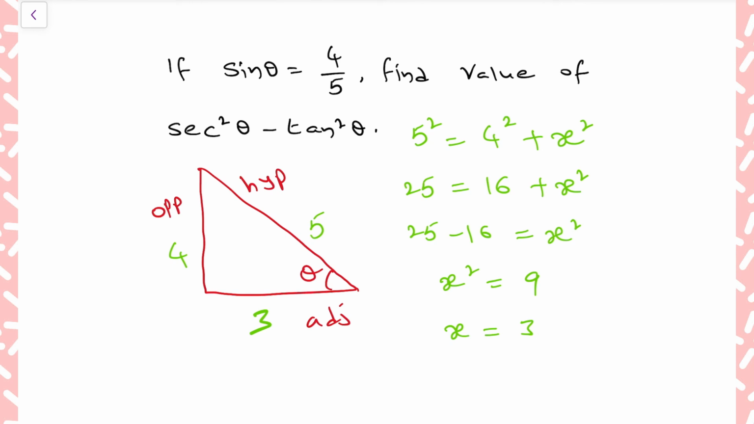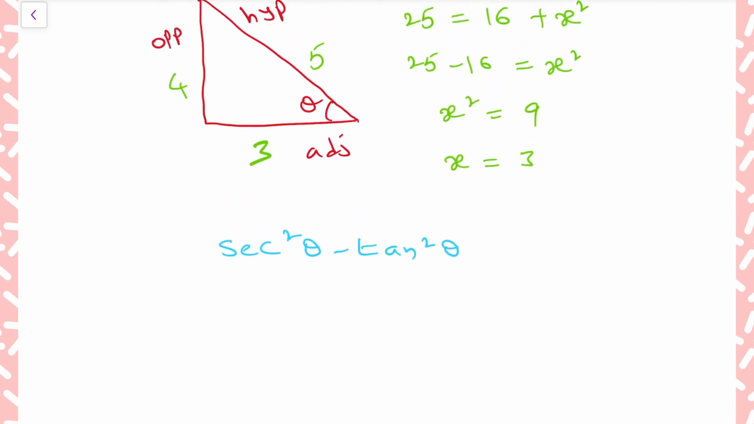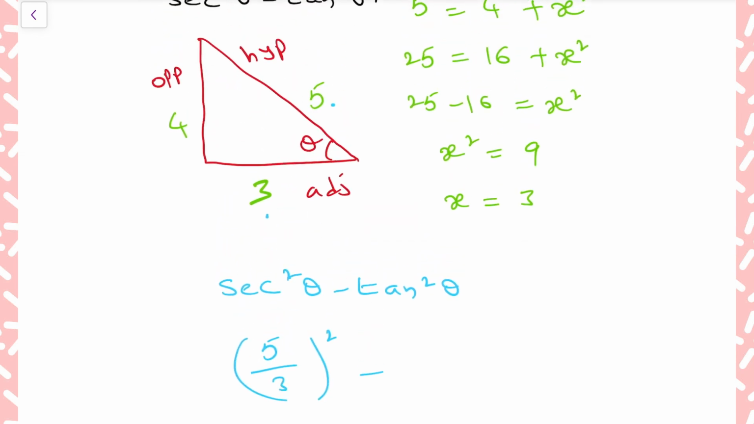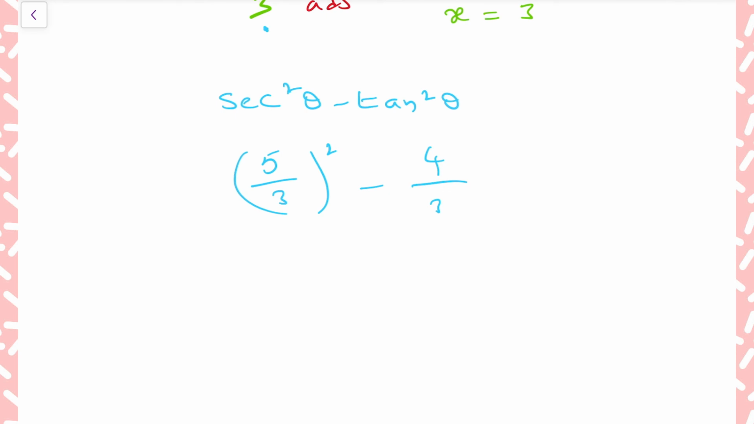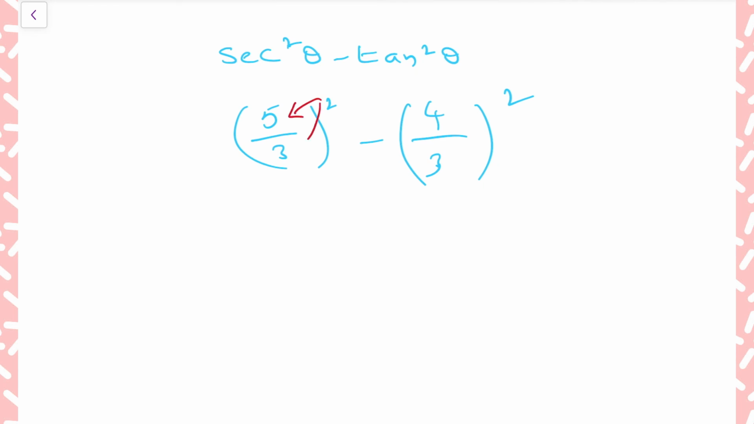Then we are asked to find the value of secant square theta minus tan square theta, or sec square theta minus tan square theta. What is secant? Hypotenuse by adjacent. Here hypotenuse is 5 and adjacent is 3. So 5 by 3, whole square, minus tan theta. Tan is nothing but opposite by adjacent, so opposite is 4, adjacent is 3. 4 by 3, again whole square. This square is applicable for numerator as well as denominator. So 5 square 25 by 3 square 9, minus 4 square 16 by 3 square 9.